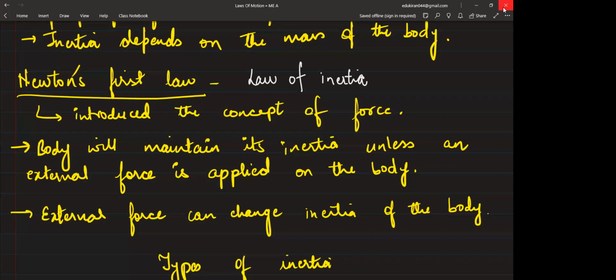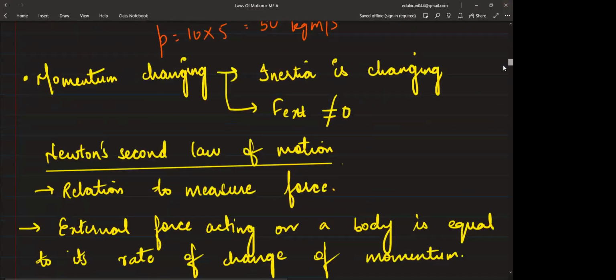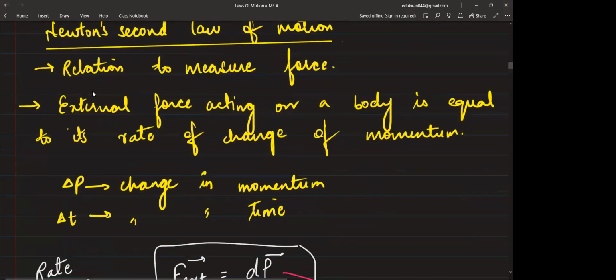So Newton's second law is based upon the external force only. This second law gives the relation to measure force: the external force acting on the body is directly proportional to the rate of change of momentum.